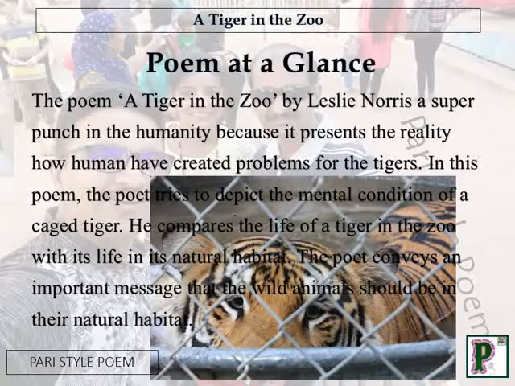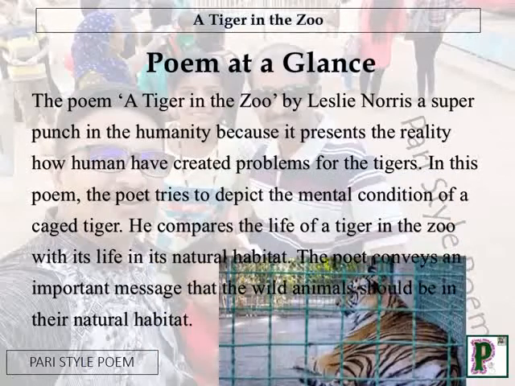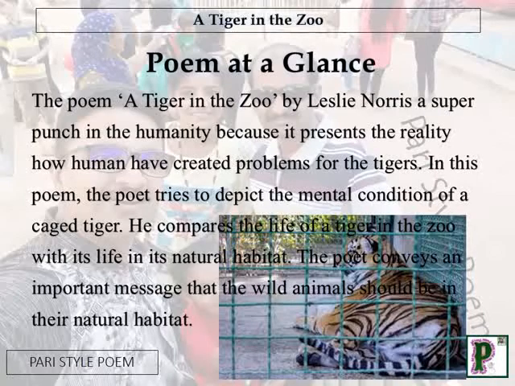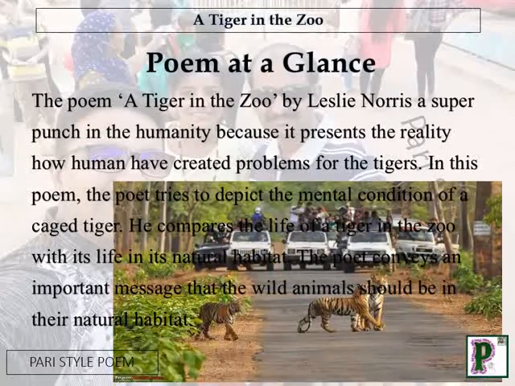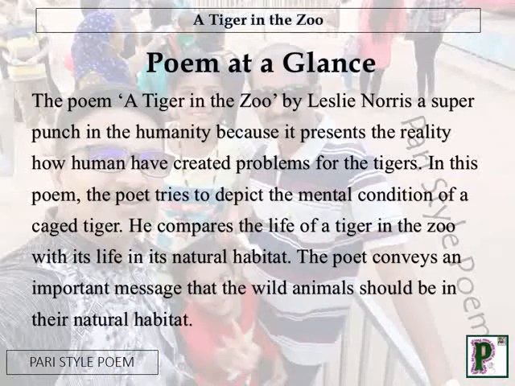In this poem, the poet tries to depict the mental condition of a caged tiger. He compares the life of a tiger in the zoo with its life in its natural habitat. The poet conveys an important message that wild animals should be in their natural habitat.